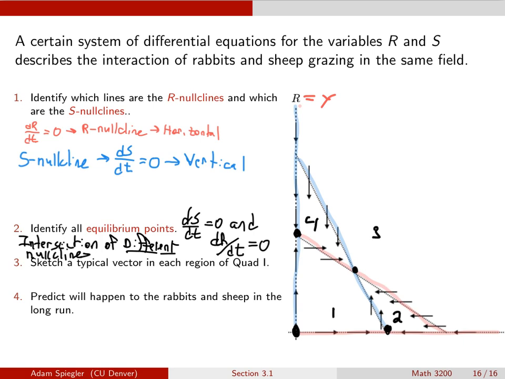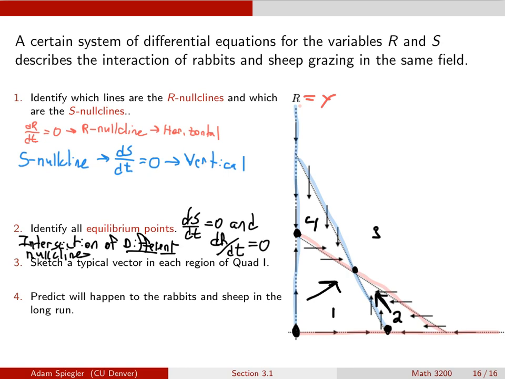And so what I can see, if I start in region 1, I can see that all of these vectors are pointing up, whether I'm here or over here, and they're all pointing to the right. So in region 1, our vectors should point up and to the right. In region 2, we can see this falls in between nullclines that are pointing either to the left or up. So these are going to go up and to the left.